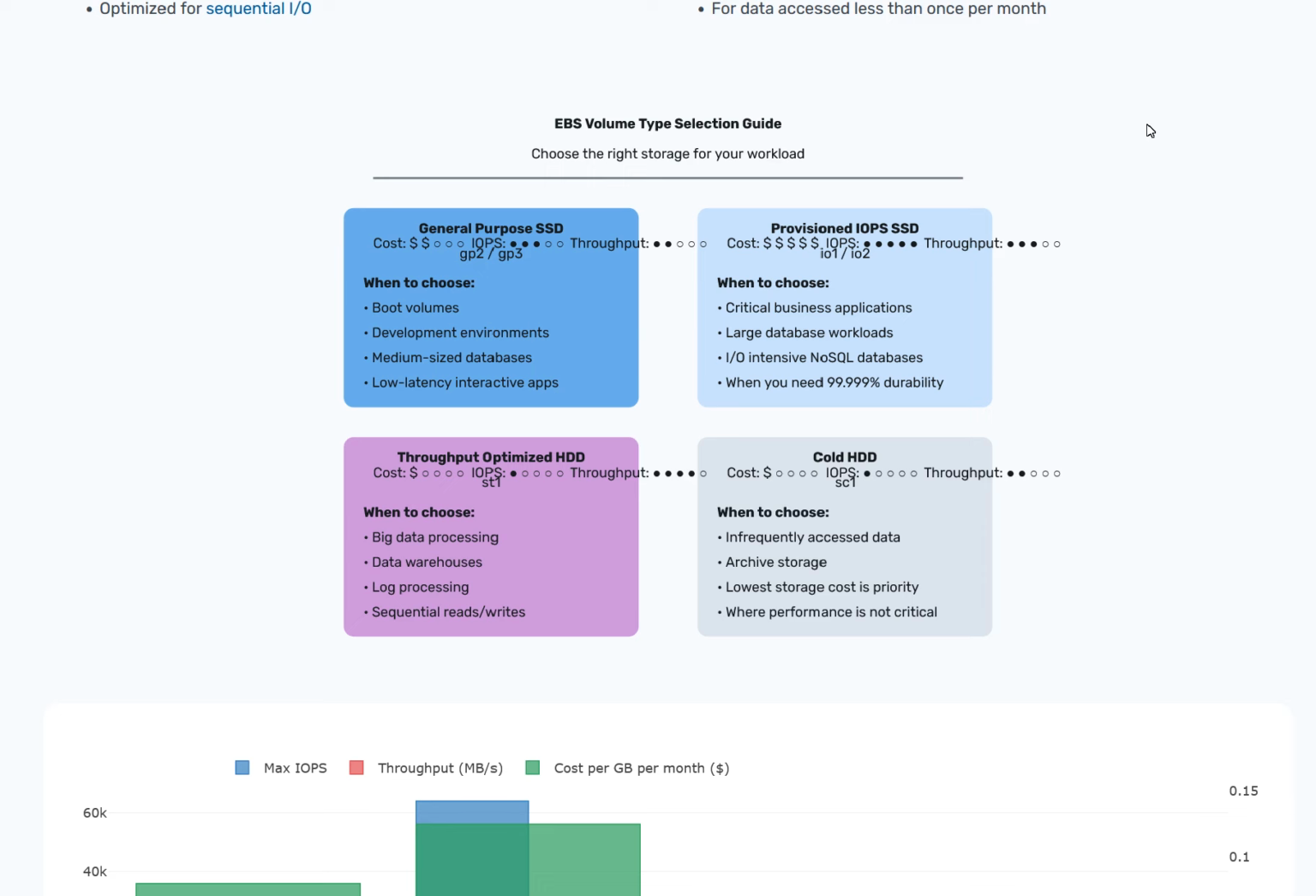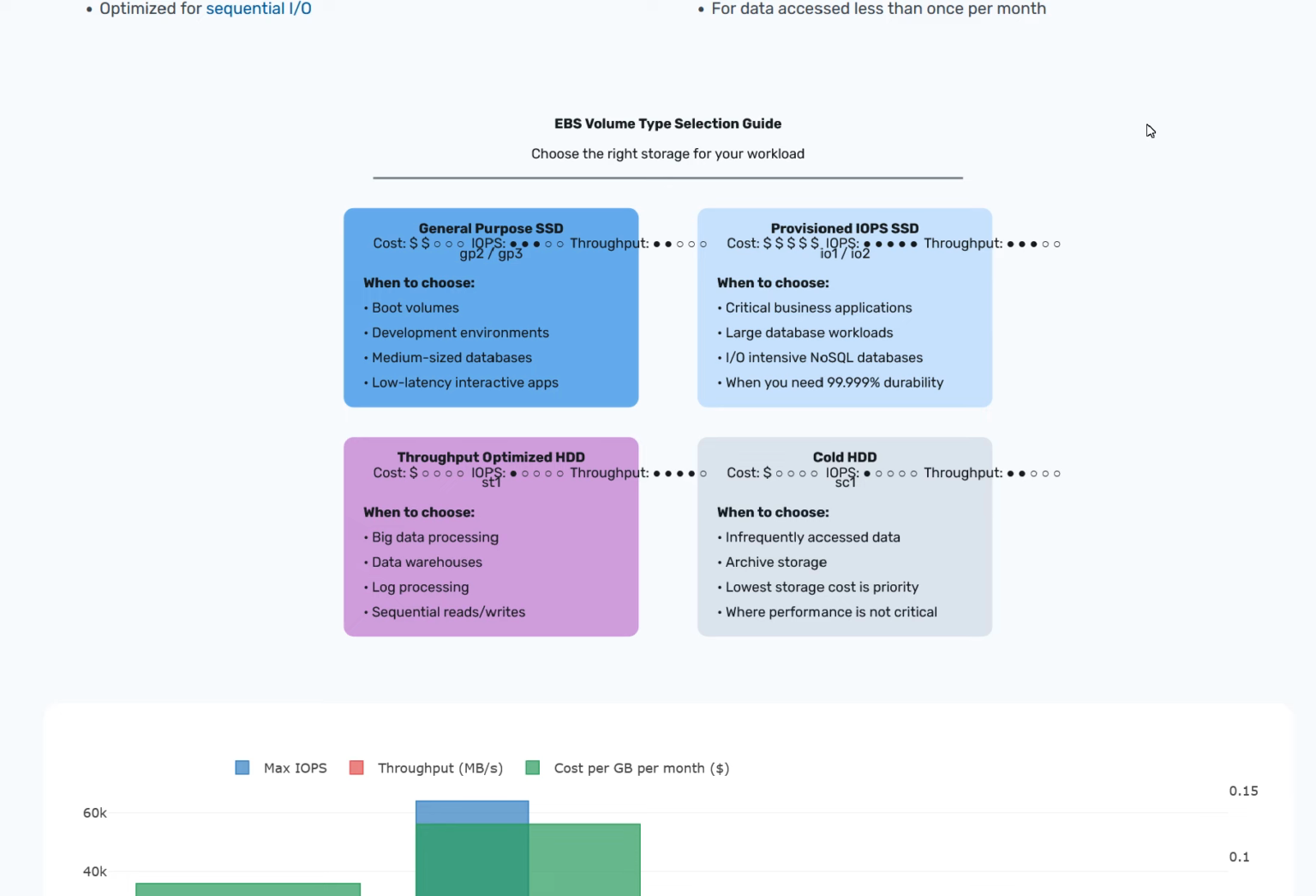So throughput optimized HDD, in the bottom left, the purple area, pink area, I think, yeah. So cost is 1 out of 5, and IOPS is 1 out of 5. Throughput is 4 out of 5. So more throughput, less cost, and less IOPS. So that is good for OLAP, analytical databases.